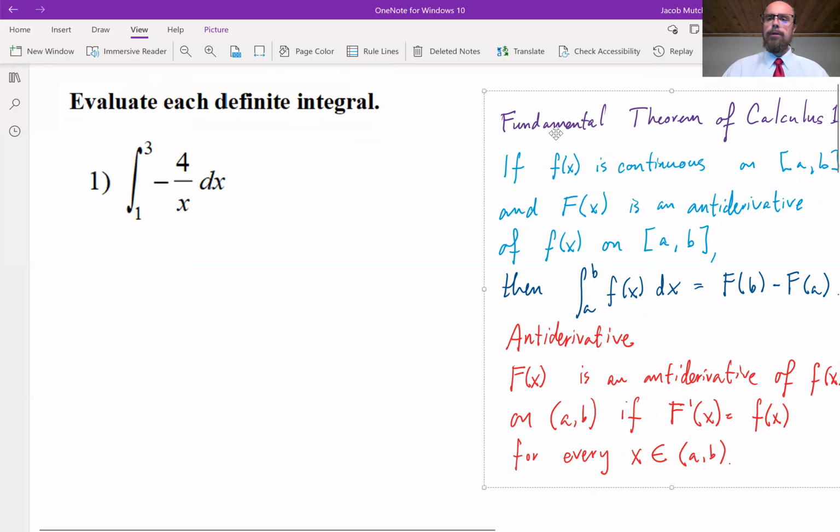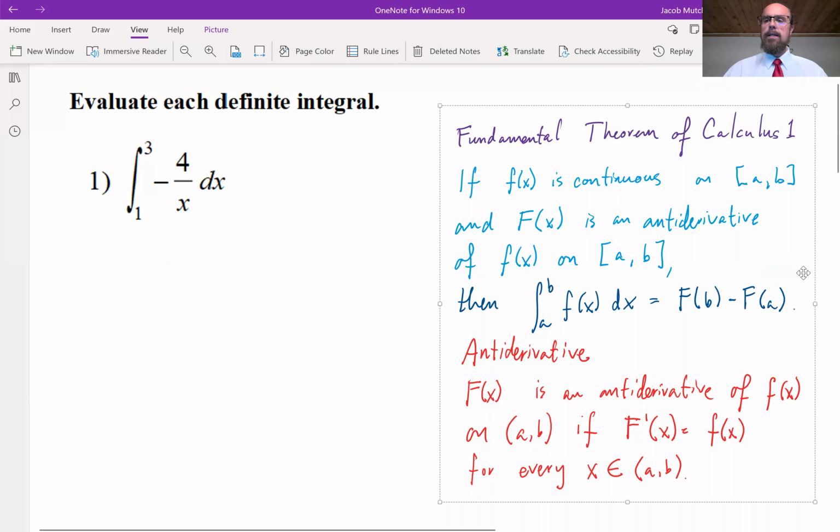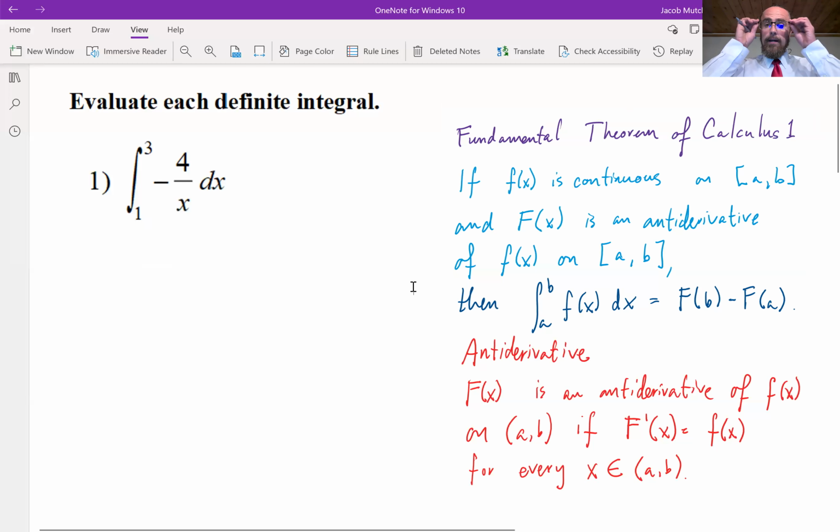So just again to recall, fundamental theorem of calculus 1 says that if I have a function f of x that's continuous on the closed interval from a to b, and capital F of x is an antiderivative of lowercase f of x on that same interval from a to b, then the definite integral from a to b of the original function small f of x dx equals the antiderivative evaluated at b minus the antiderivative evaluated at a.